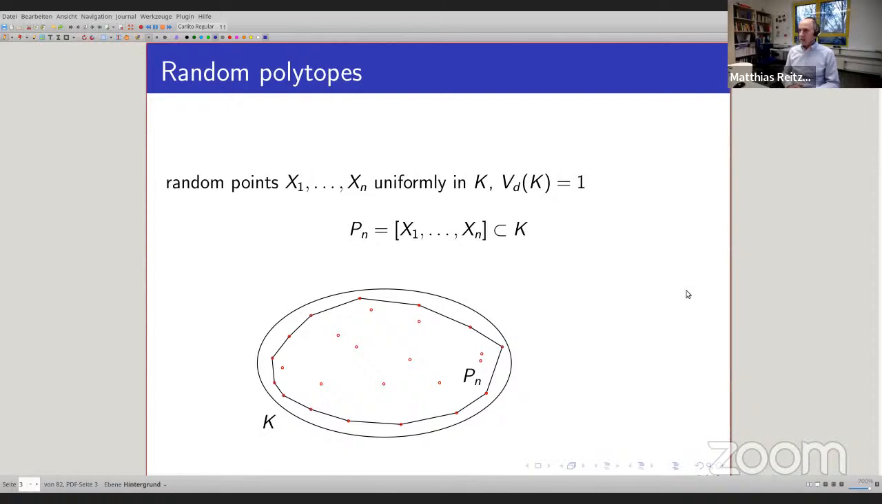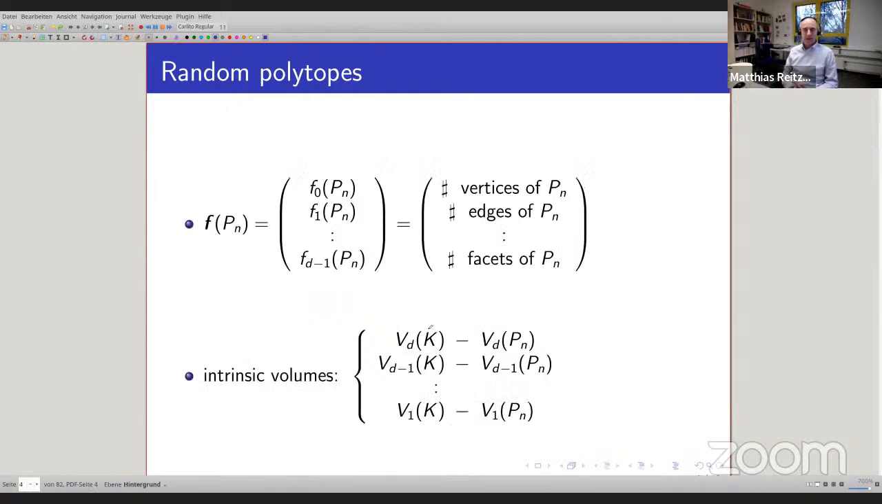It has some vertices, it has some edges, and in higher dimensions, it has faces and facets, and clearly it has a certain volume. And if the number of points is large, this was already pointed out yesterday, then P_n is very close to K. So here in between, there is not much difference. And we are interested in the small difference between the volume of P_n and the volume of K. So these are the functionals which are of interest, and there are now some additional functionals which occur here. It's not only the volume, but these are the intrinsic volumes. These are the surface area V_{d-1} up to V_1.